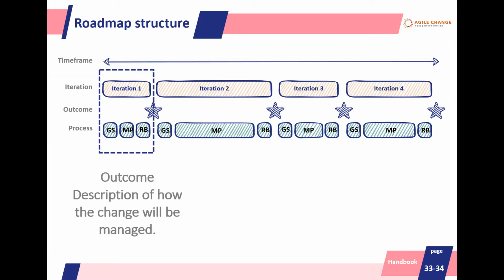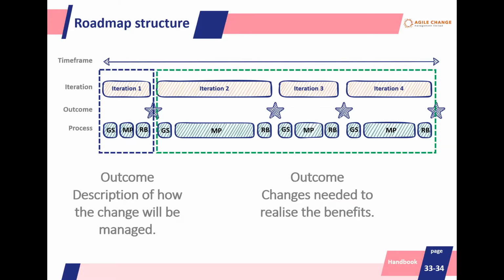What I've done in this particular session is I've used blue to denote iteration 1 and green to denote iteration 2. And particularly we want to emphasize that the outcome of iteration 1 is the description of how the change will be managed, whereas the outcome of iteration 2 and onwards will be the changes needed to realize the benefits. So the outcome of iteration 2 onwards is the new ways of working that you're creating, the actual change that you are implementing. Let's look at this in more detail.